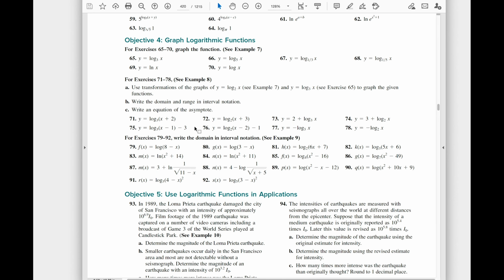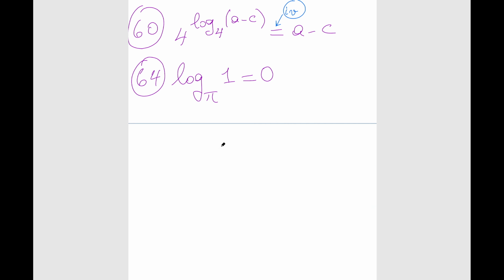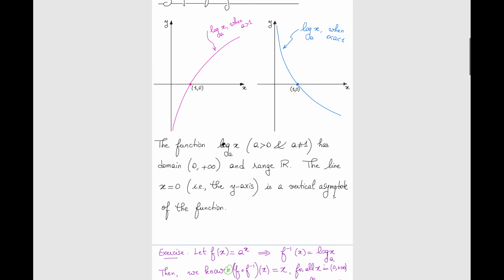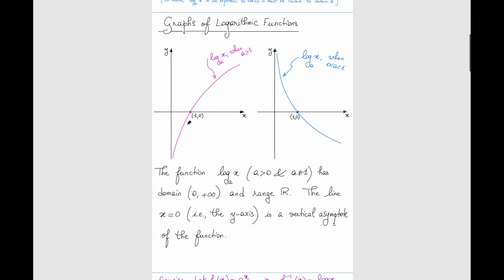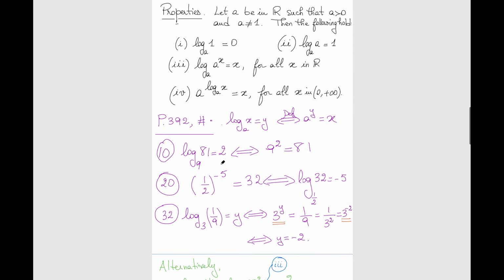Okay, so 76. Let's use 76. We wanna use transformations of the graph. Which parent function for 76? It's log base 2, right? So we wanna start from log base 2. Do we know how to graph log base 2? Well, the base is 2, so it's bigger than 1, and we used to have two cases for this. The base is bigger than 1, so it's gonna go like this, right? Such a function is negative between 0 and 1, and it's positive after 1, right? So we know how to graph log base 2.